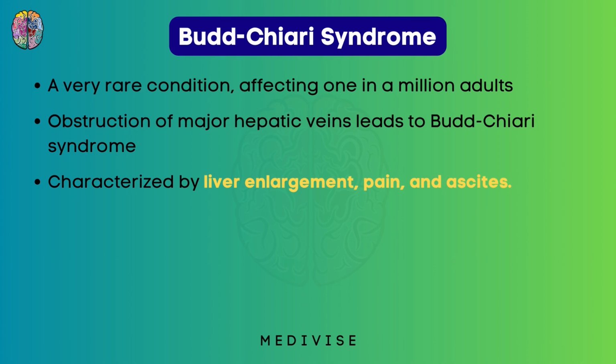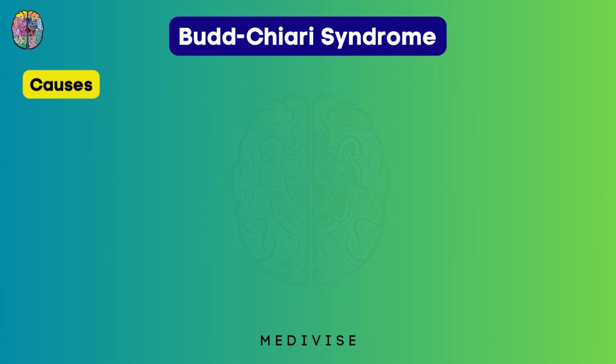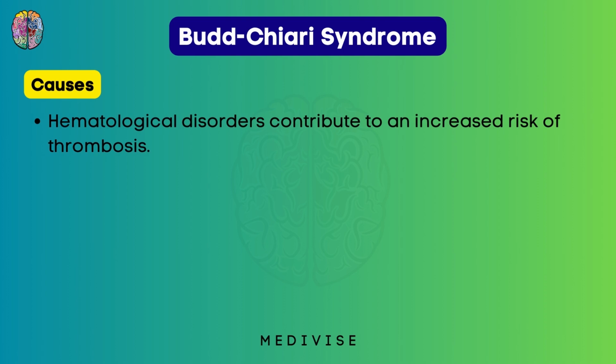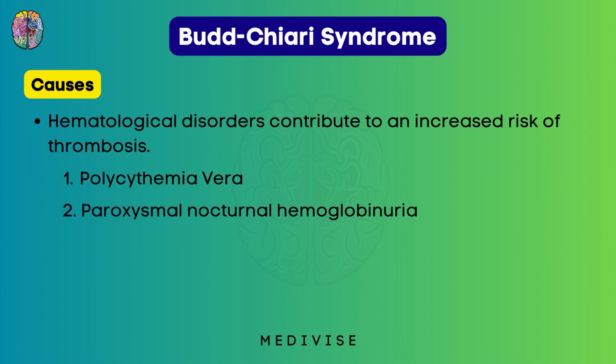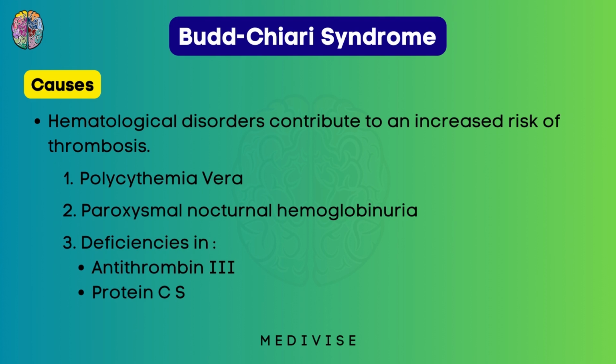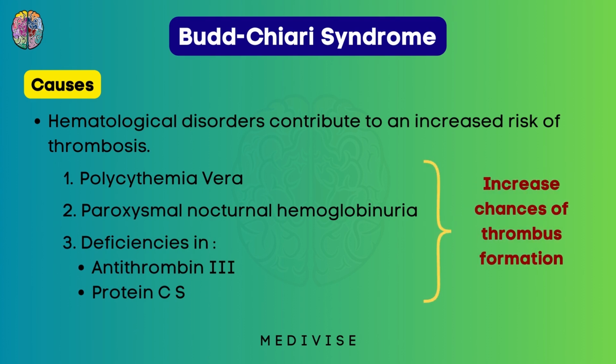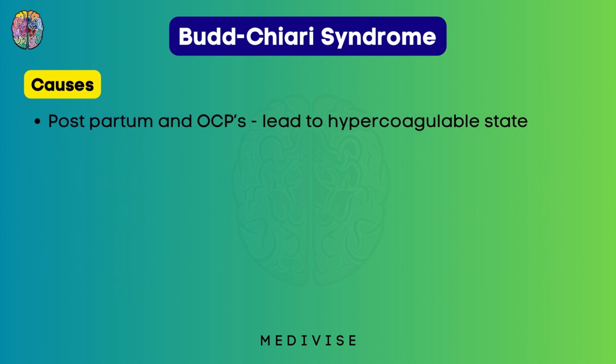So with this background in mind, let's see what the causes are. Any disorder which can lead to an increase in the formation of a thrombus can lead to this syndrome. Examples of such conditions include polycythemia vera, where there is an increased amount of RBC, so there is an increased chance of getting a thrombus, paroxysmal nocturnal hemoglobinuria, and deficiencies in antithrombin 3 and protein C and S. These conditions increase the chances of thrombus formation. Postpartum and OCP use can also lead to a hypercoagulable state.